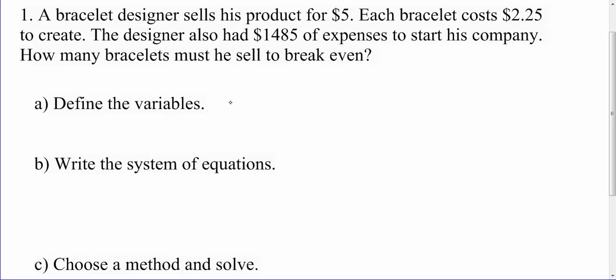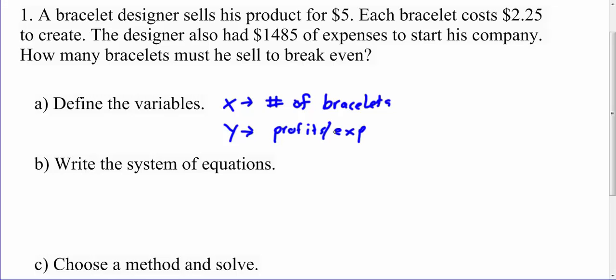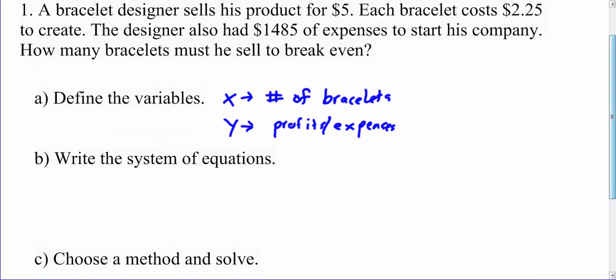So to find the variables, and I always find these break even ones to be a little tricky, so I do them all the same way. X is going to be with our product, which in this case would be the number of bracelets. Y is going to represent, and this is the weird variable, it's always a financial one. So I'm going to put it as profits or expenses. And I'm going to put a slash there because it's really for both. And the way we create systems from these has to do with that variable being a little bit flexible.